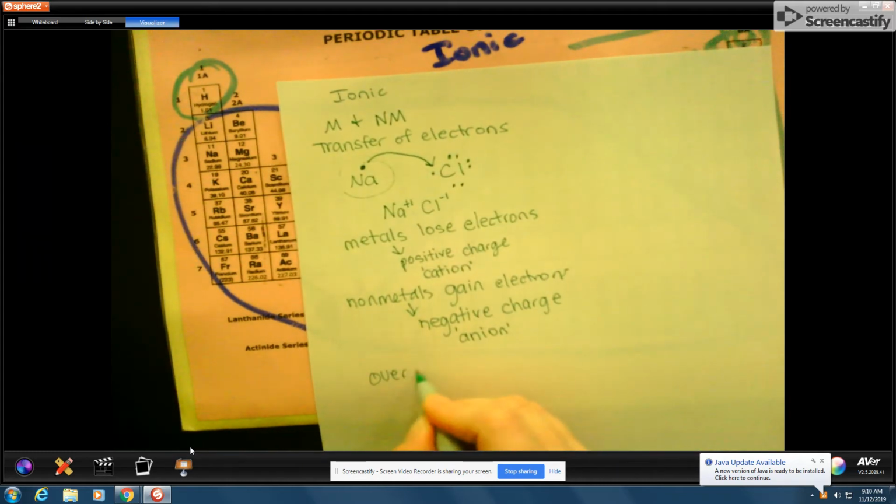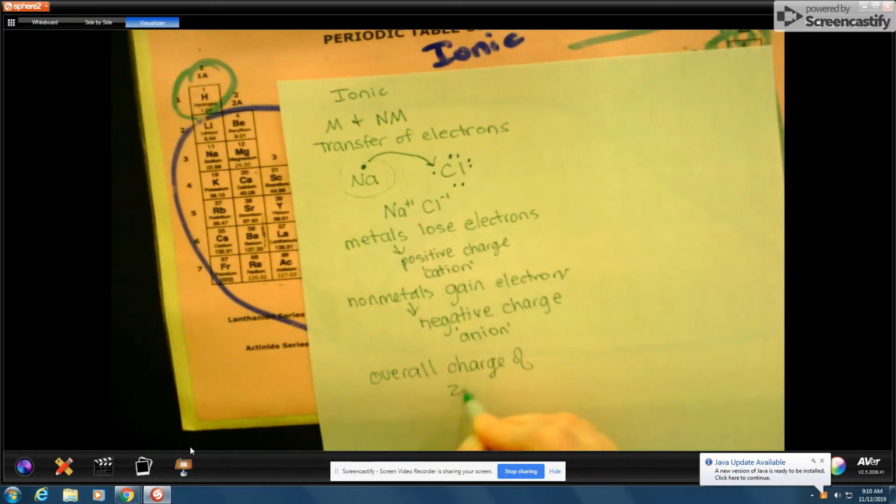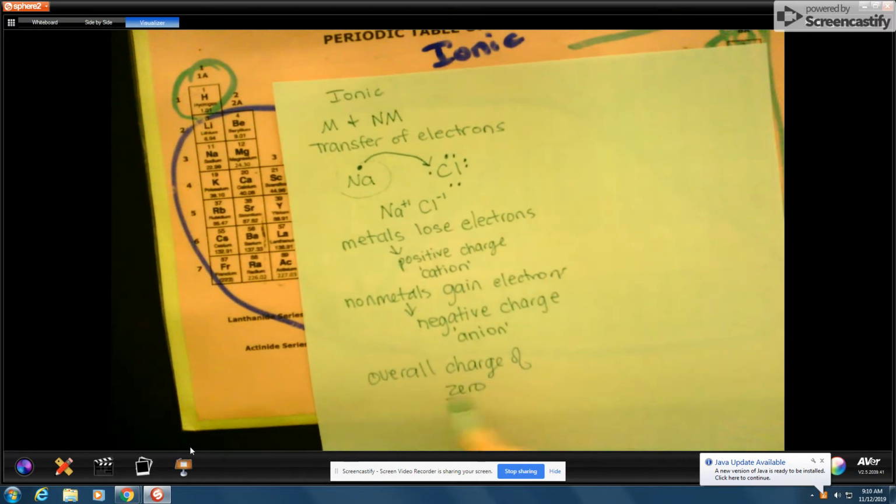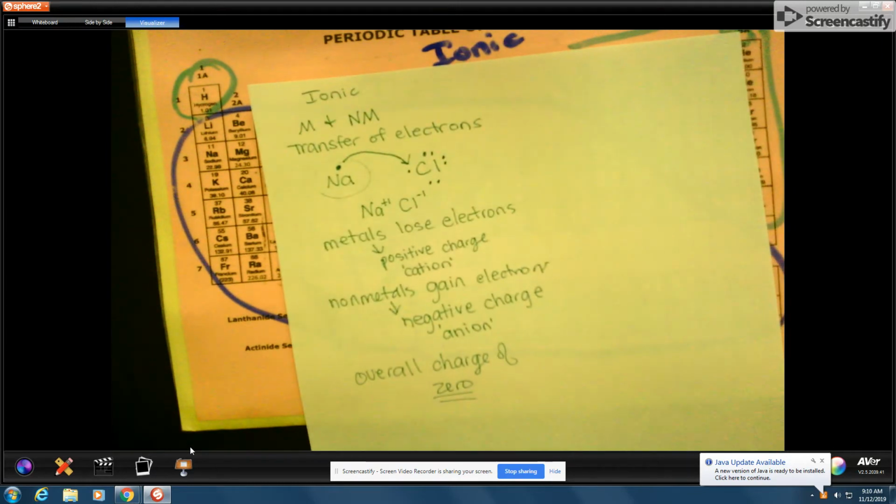You also need to remember it has to have an overall charge of 0. This is important. This is how we write our formulas for ionic.